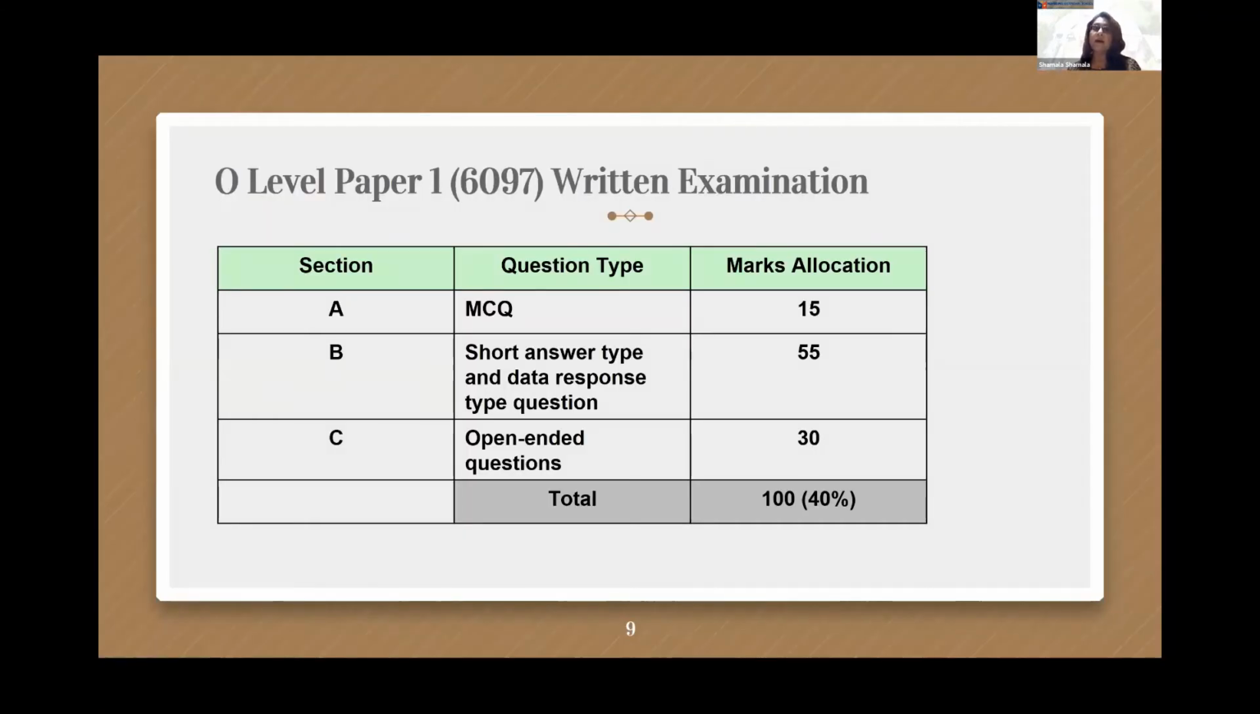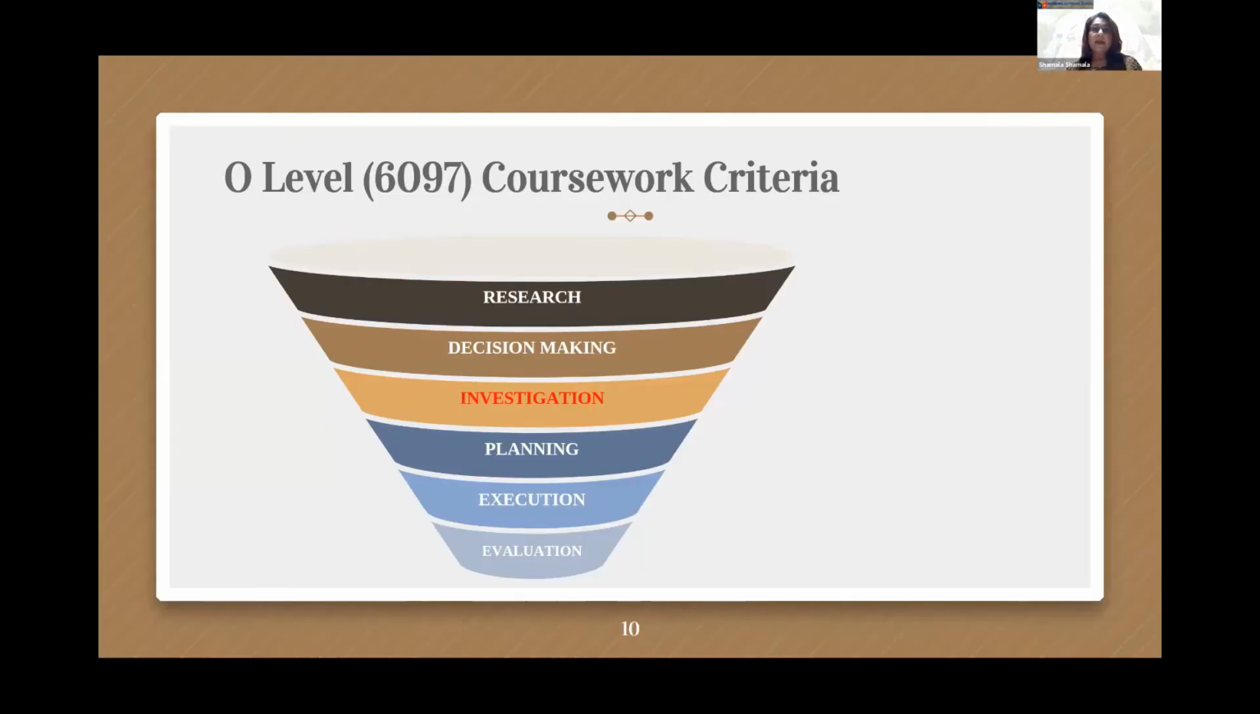Over here, the format is still the same. Section C will be open-ended questions. So this is where you'll be writing your essays. And again, there are 6 components like the normal academic stream. However, I would like to talk a little bit more about the investigation component. This is slightly different from the normal academic course, which is called exploratory study.